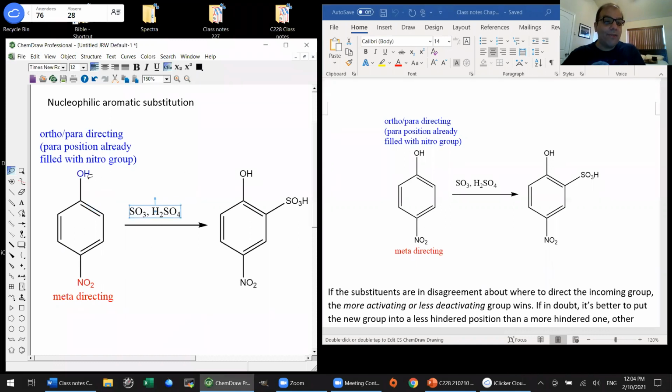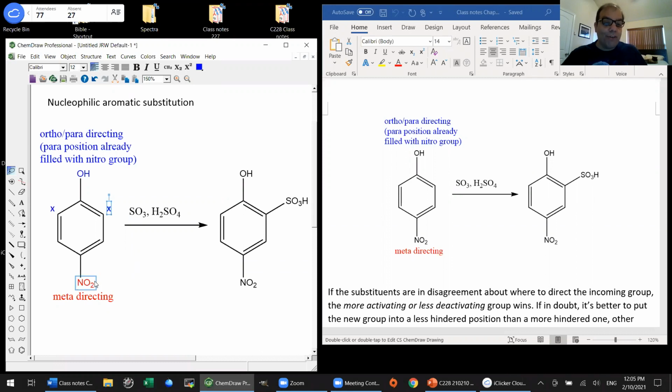So let's consider this hydroxy group. That's going to be an ortho-para directing group. That means it wants to put, I'll just put little X's, it wants to put the new group in one of these positions. Let me make that one blue first. That's ortho to the OH. This one over here is ortho to the OH. And of course, the para position's blocked. It already has the nitro group there. But the OH group would like to put the sulfonic acid group in one of those two equivalent places.